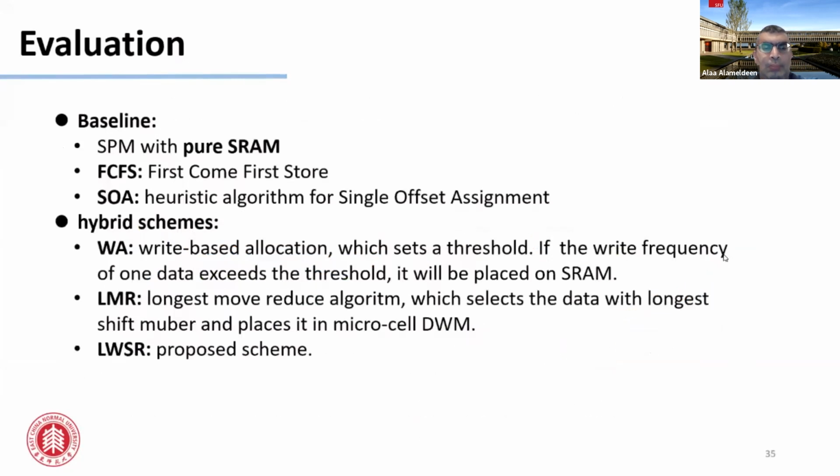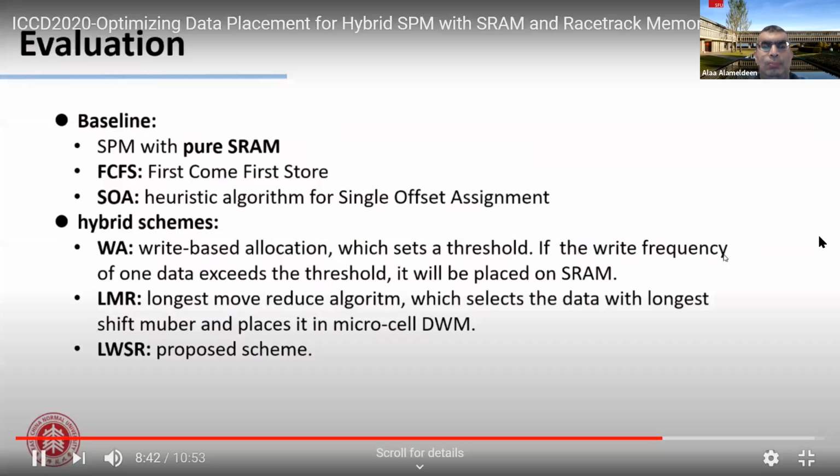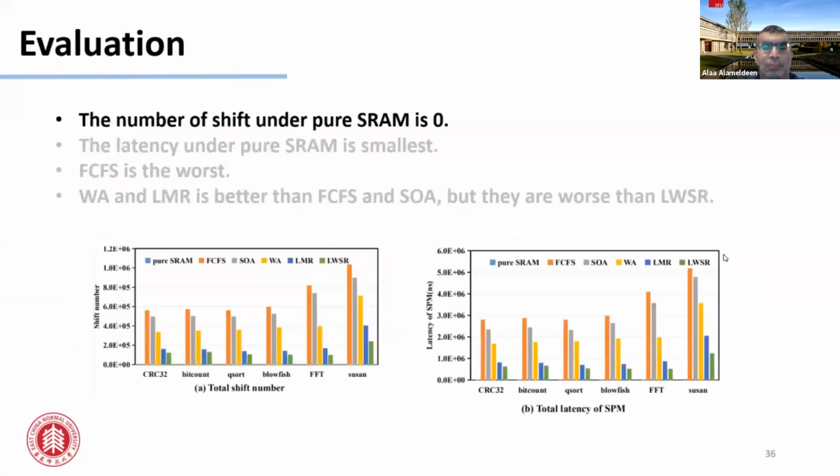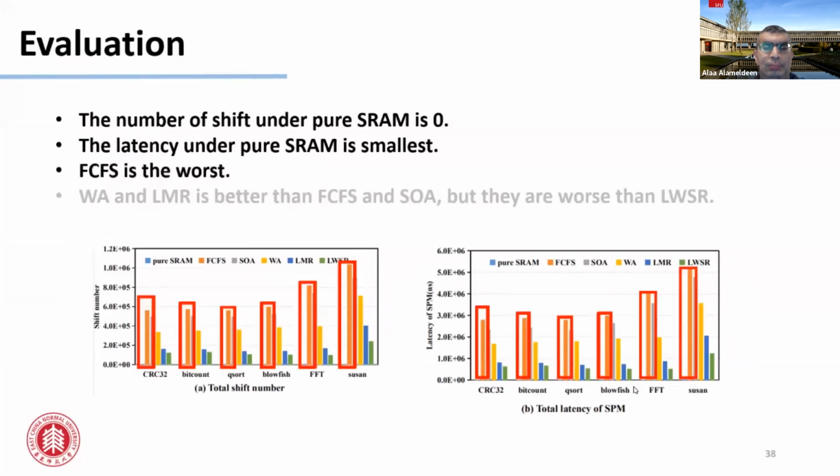We use SPM with pure SRAM, FCFS, and SOA for SPM with pure RM as the baseline. For hybrid schemas, WA, LMR, and LWSR are compared. We can see the number of shifts under pure SRAM is 0. This is because the SRAM does not require shifts. The latency under pure SRAM is smallest. This is because SRAM does not require shifts and its access latency is also very low.